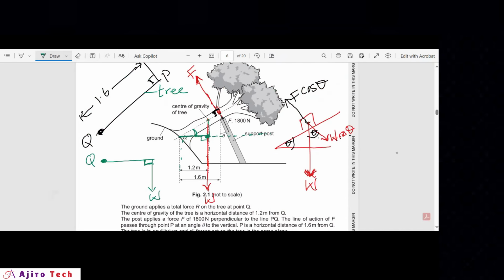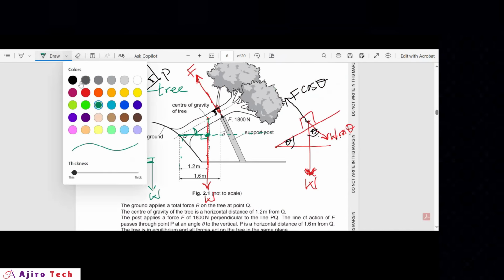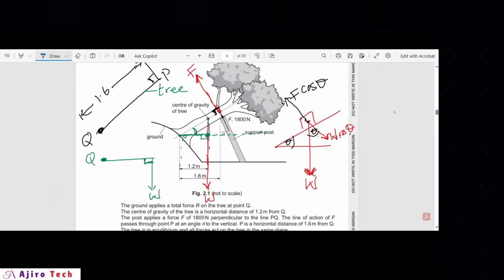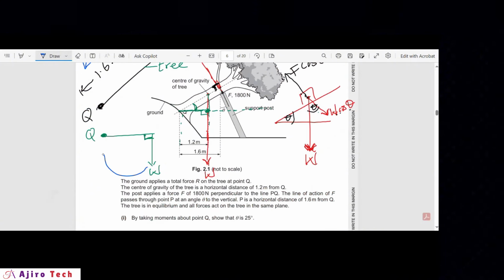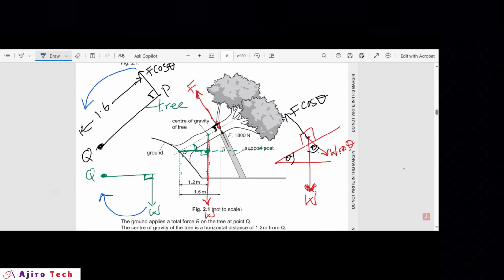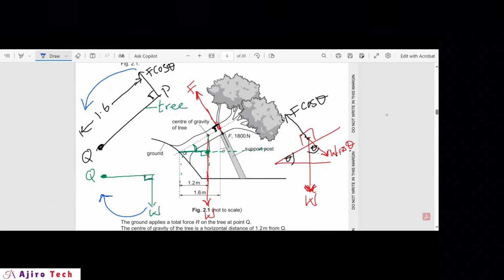So I have two things now: take moment at Q. Taking moment at Q means this force is moving like this. It's going to turn like this, and this one will turn like this. So both of them are okay.